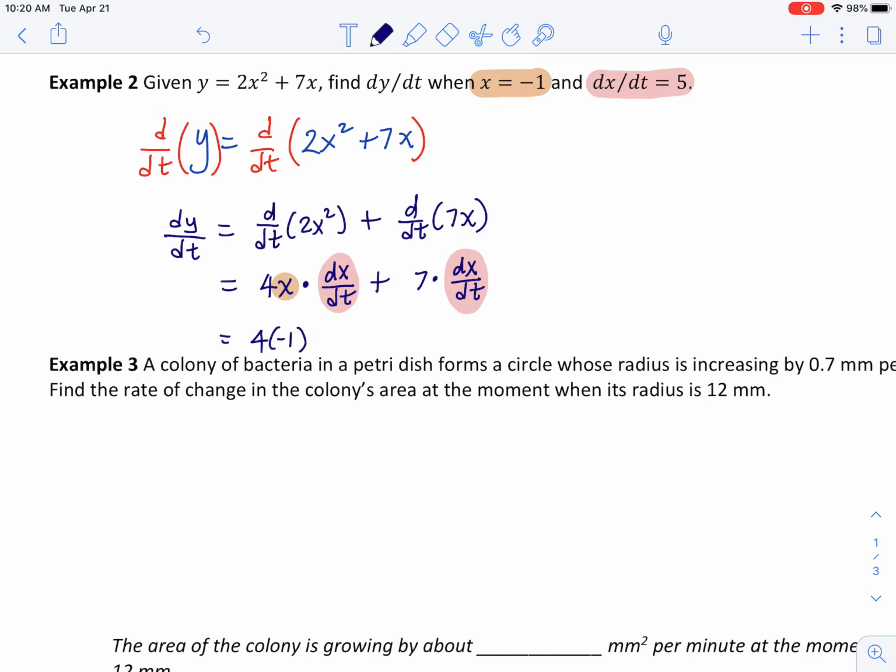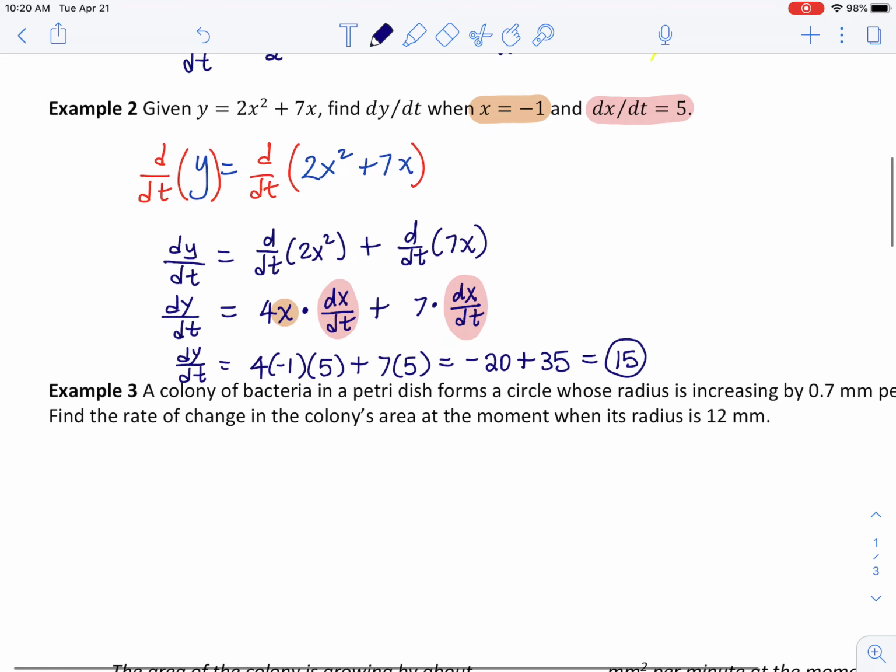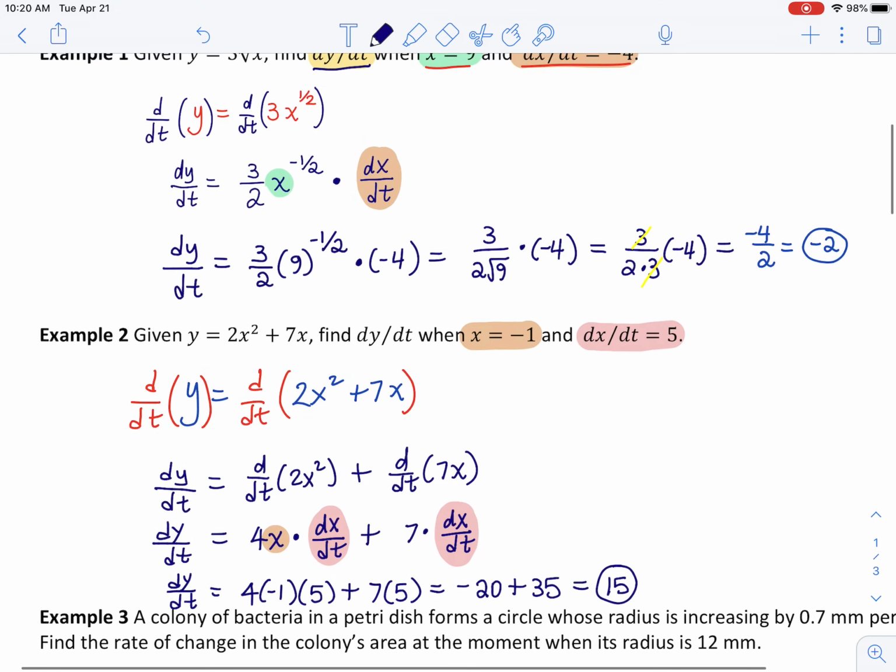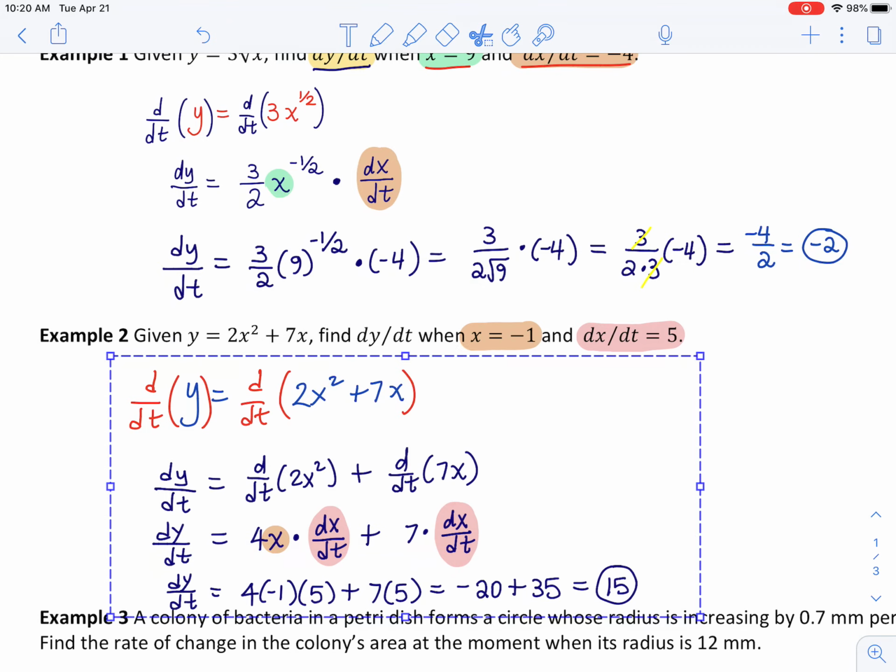Now, what else did they give you? They also gave you dx/dt is 5. So let's go ahead and substitute these values they gave us. 4 times -1 times 5 plus 7 times 5. And that is what dy/dt is going to be. So let's go ahead and evaluate that. The 4 times -1 times 5, I'm going to get -20. And I'm going to get 7 times 5, 35. If I add them, my final answer is 15.